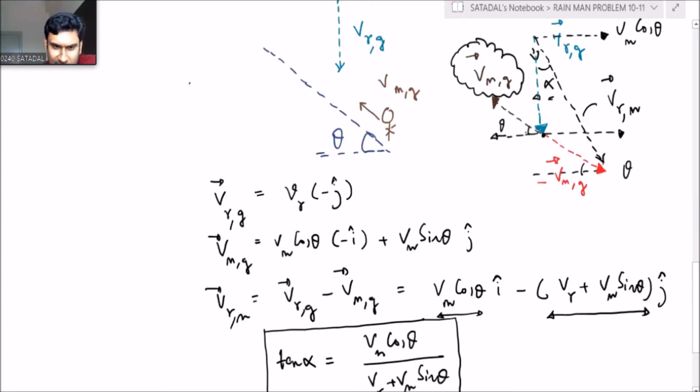Yes, sir. This is the original velocity of the man with respect to ground. Its x component is coming towards minus x, so I have written minus x. Its y component is coming around plus y, so I have taken plus y.